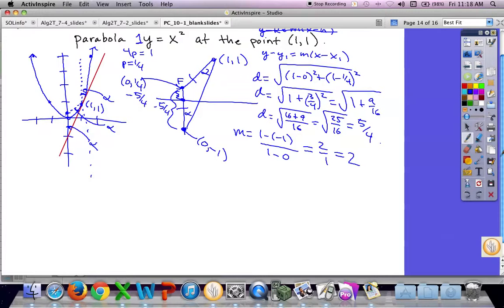So now we can plug into y minus y1 equals m times x minus x1. I'll let my (x1, y1) be (1, 1). y minus 1 equals 2 times (x minus 1). y minus 1 equals 2x minus 2. y equals 2x minus 1. That's the equation of the tangent line. Okay, that was a long one.